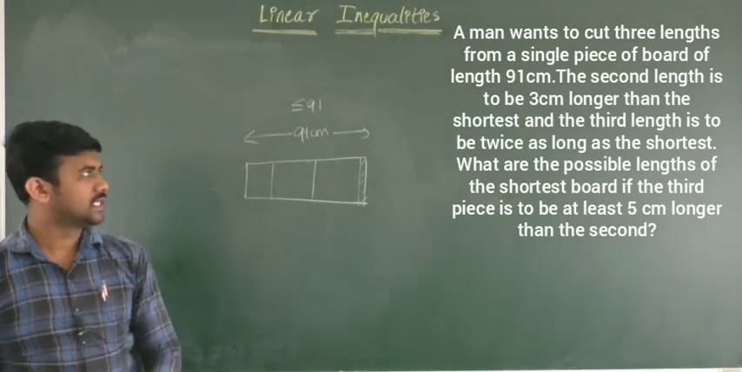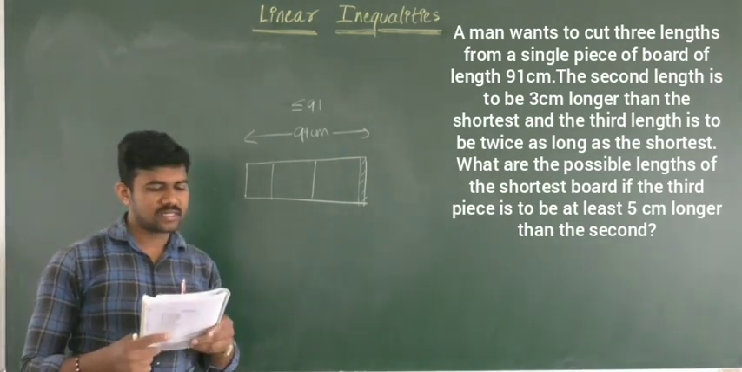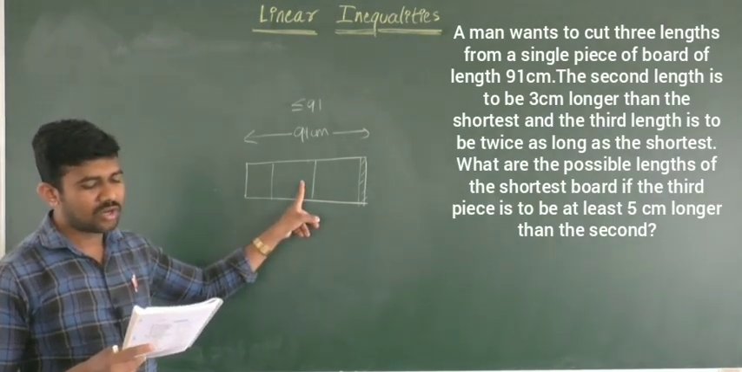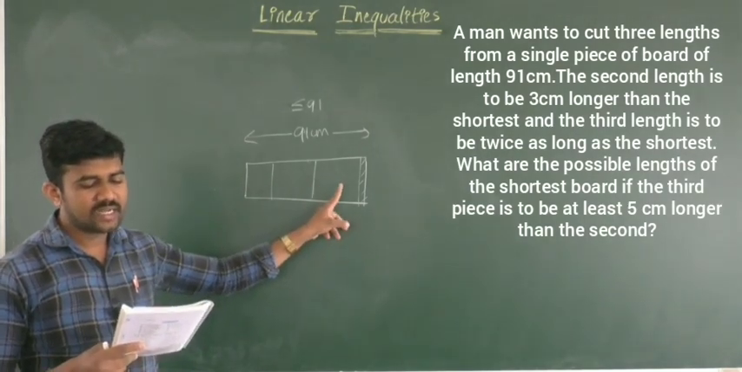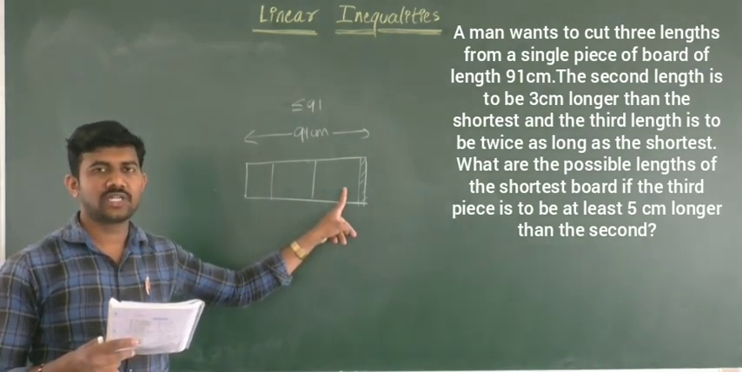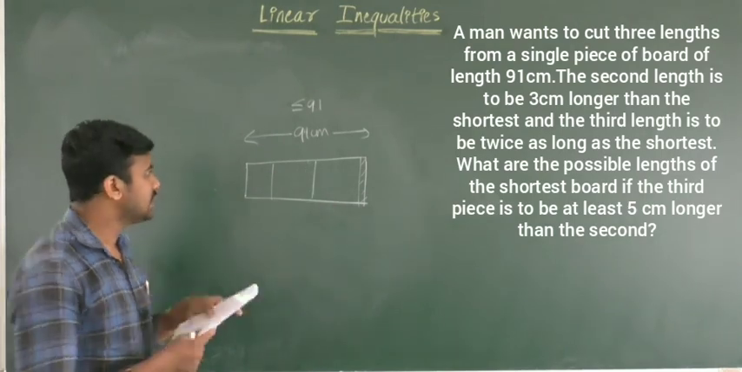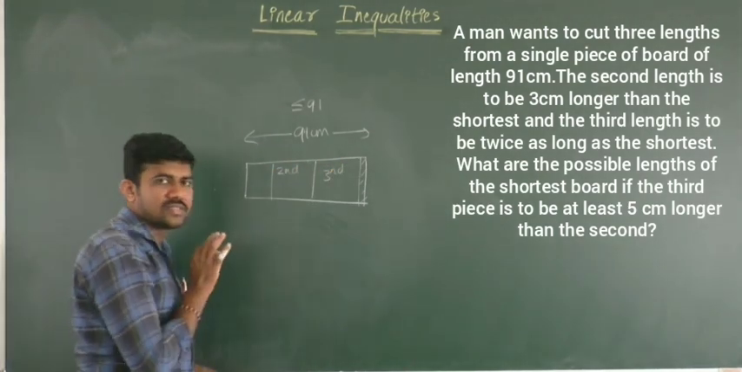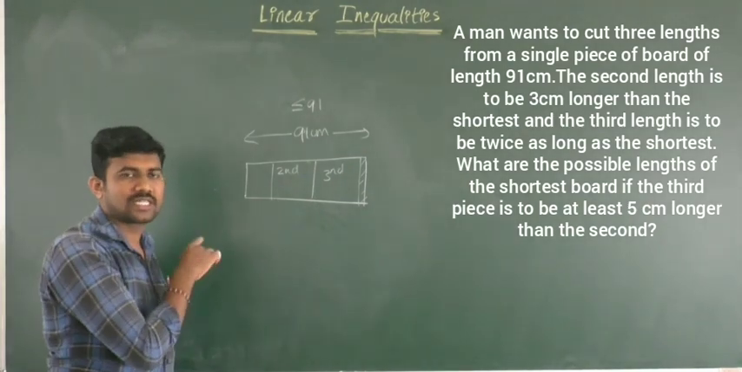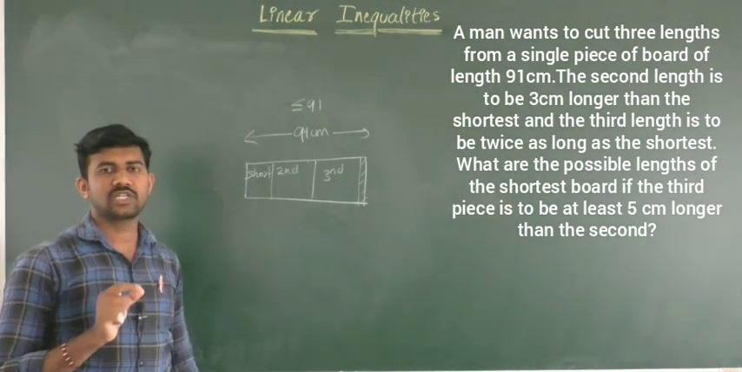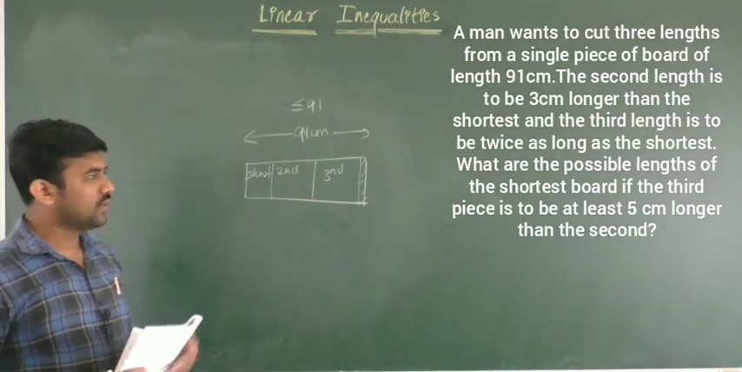Okay, understand. So here what they give is: the second length is to be 3 centimeter longer than the shortest, and the third length is to be twice as long as the shortest. So here the second length and third length are given using the condition of the shortest length. So I'll consider the first length is the shortest length. Okay, now what is given?